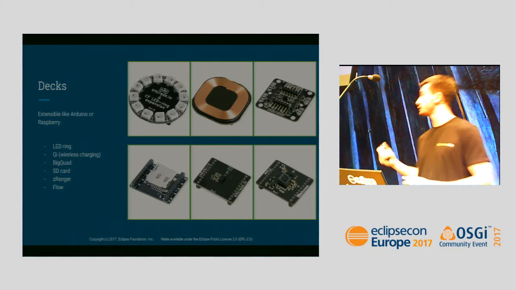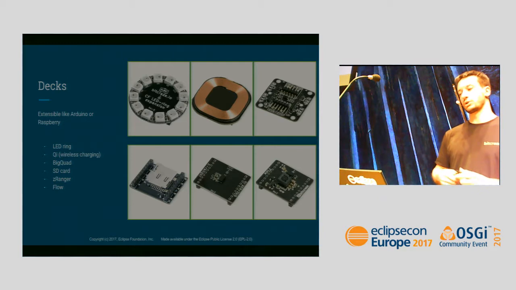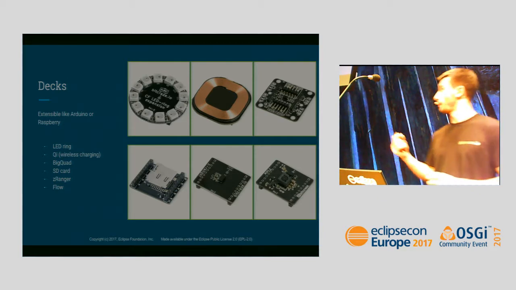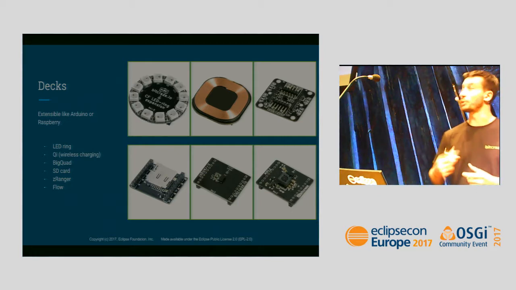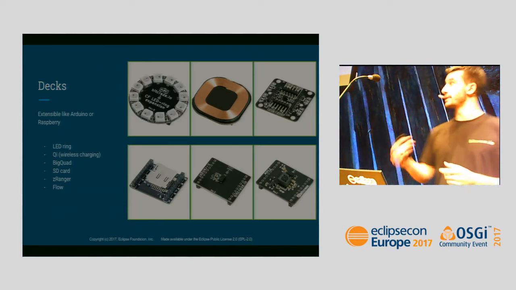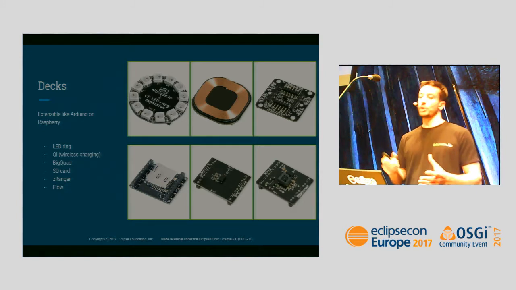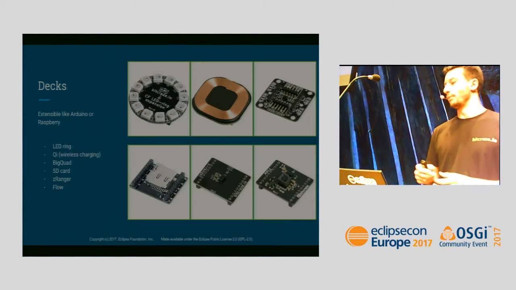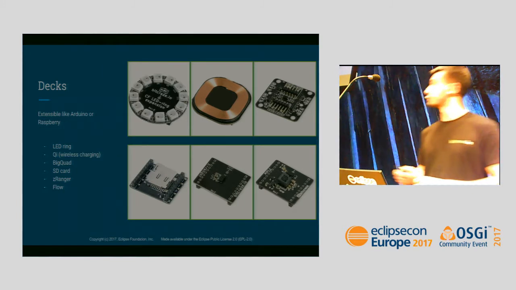And one of the latest decks is the so-called flow deck, which consists of the Z-Ranger, the distance sensor, and also an optical flow sensor, which gives the X and Y position over ground. This allows the Crazyflie to fly almost by itself. It depends a bit on the ground, and I will show it later, so you will see it in action.